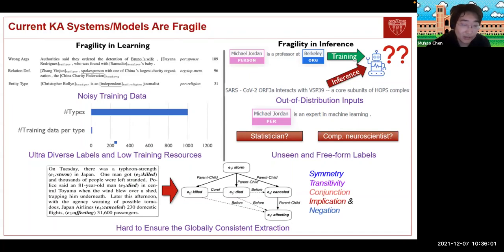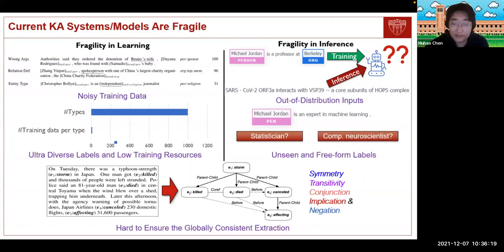And also we know that knowledge is super diverse. So we are dealing with an ultra diverse label space. So for each label, naturally we expect that the learning resource is very low, or you even deal with lots of one-shot or few-shot cases.